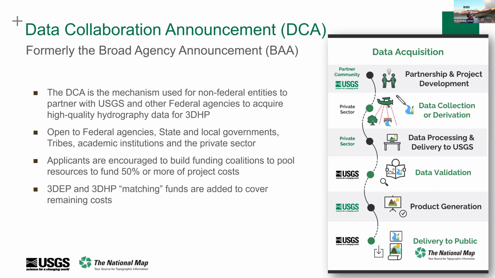Applicants are encouraged to build funding coalitions to pool resources to fund 50% or more of the project costs. And that 50% just applies to the USGS contribution, so other federal money in there could push it past that in some cases. We provide matching funds to cover remaining costs. Again, you can see the data acquisition steps in the little graphic on the right.